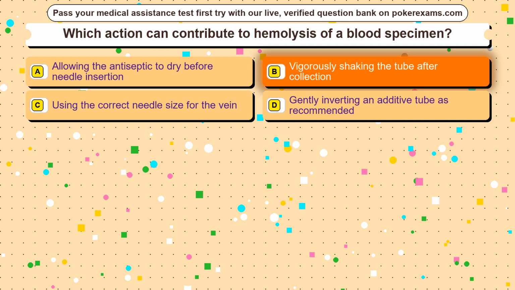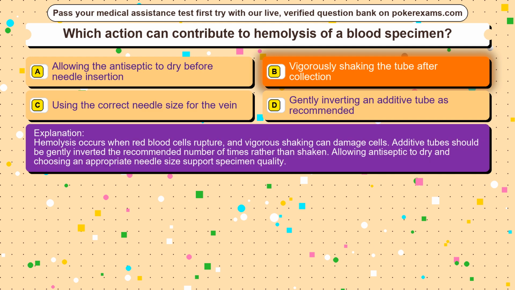Vigorously shaking the tube after collection. Hemolysis occurs when red blood cells rupture, and vigorous shaking can damage cells. Additive tubes should be gently inverted the recommended number of times rather than shaken. Allowing antiseptic to dry and choosing an appropriate needle size support specimen quality.